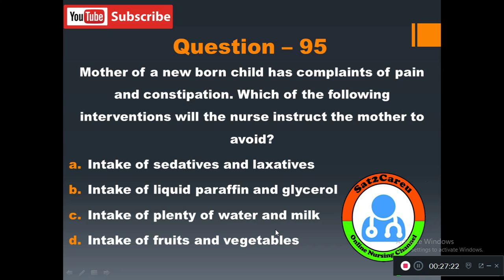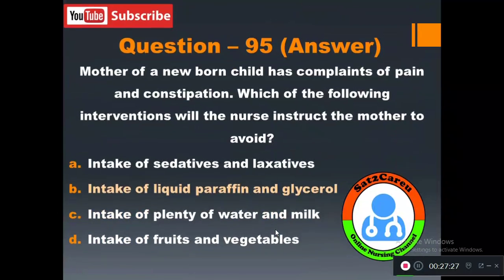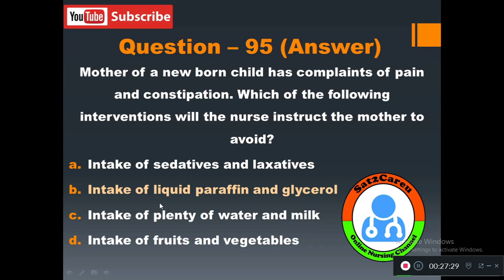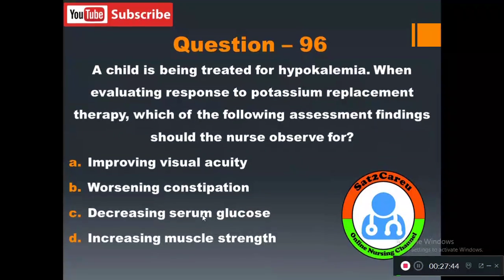Guess the right answer. The right answer for this question is option B. The nurse has to advise the mother to avoid intake of liquid paraffin and glycerol, which can cause constipation as well as pain.